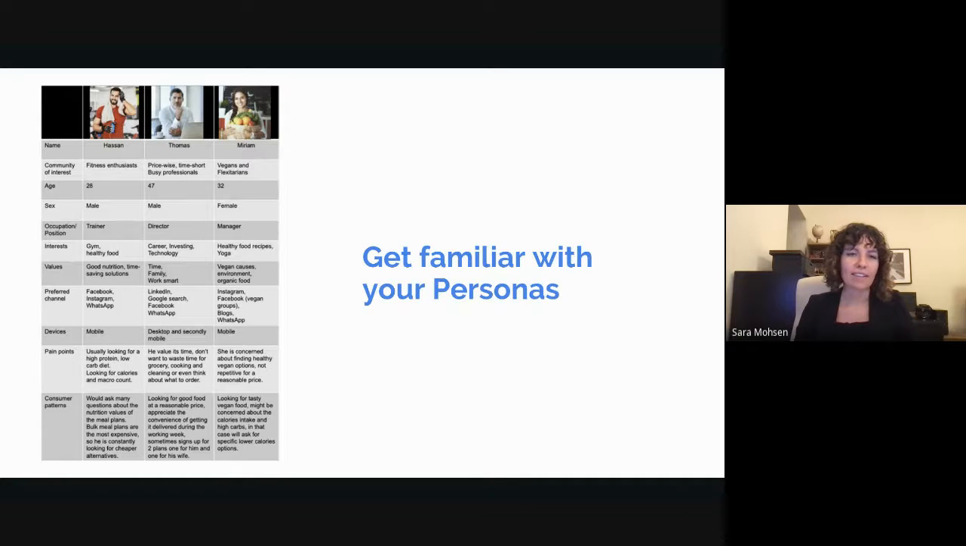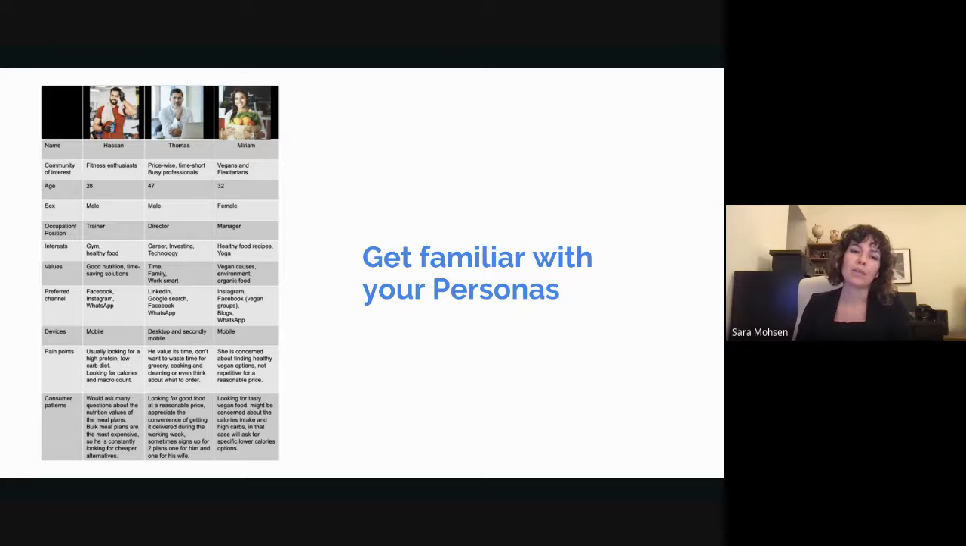First one is Hassan. He's a fitness enthusiast, 28, male, personal trainer. His interests are gym and healthy food. He values good nutrition and time-saving solutions because he wants to focus on his job and going to the gym. He doesn't want to waste time on cooking, preparing meals, and thinking about macros and calories. Preferred channels are Facebook, Instagram, and WhatsApp. Device is mobile because he's always on the move in the gym.